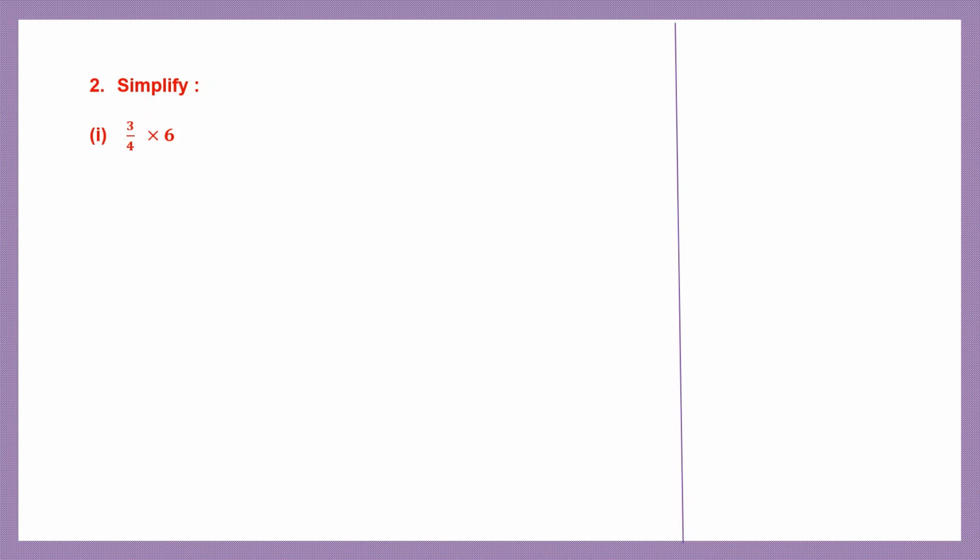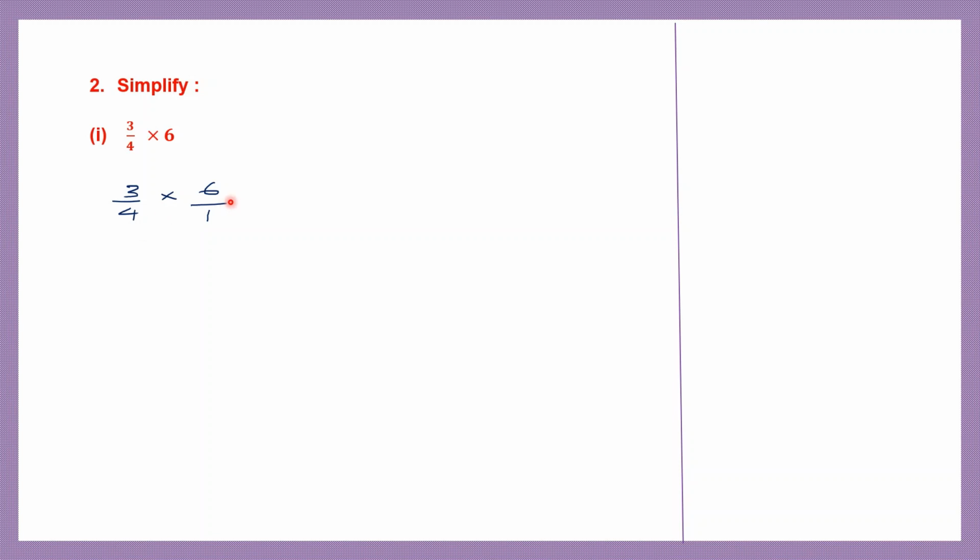Question 2, simplify. So now we have multiplication. So let's do that. 3 by 4 into 6 and we'll give it a denominator 1. So multiplication, the rules are different. We don't have to find the LCM. Instead, we can cancel certain numbers. So what we're doing is actually reducing it to the lowest term. So here, remember, we can only cancel a numerator and a denominator, either of the same fraction or of different fractions. So here, if you look carefully, we can cancel 4 and 6 by a common number.